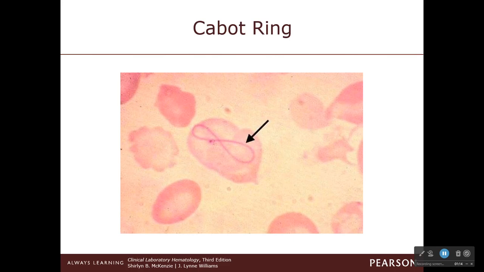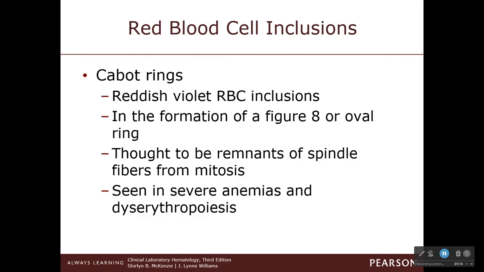I don't know how to say this word. Erythropoiesis? No. Oh, dyserythropoiesis. Dys means abnormal. Anytime you see dys in front of something, that's a prefix that means abnormal. So dyserythropoiesis means abnormal erythropoiesis.